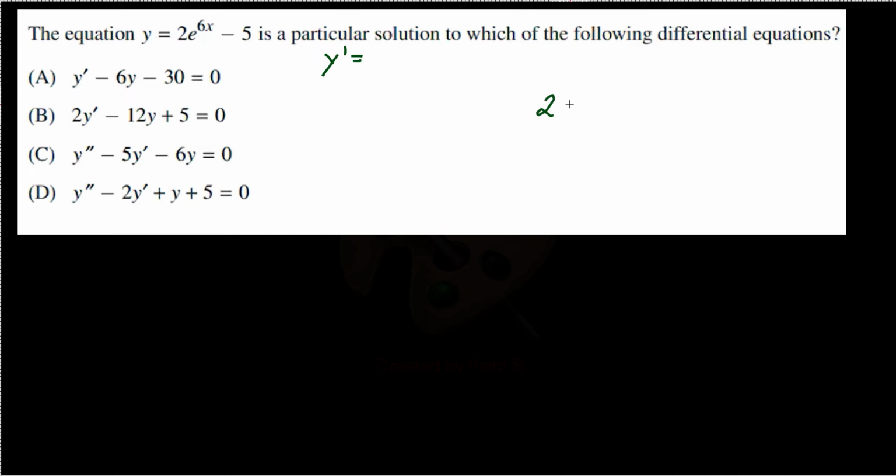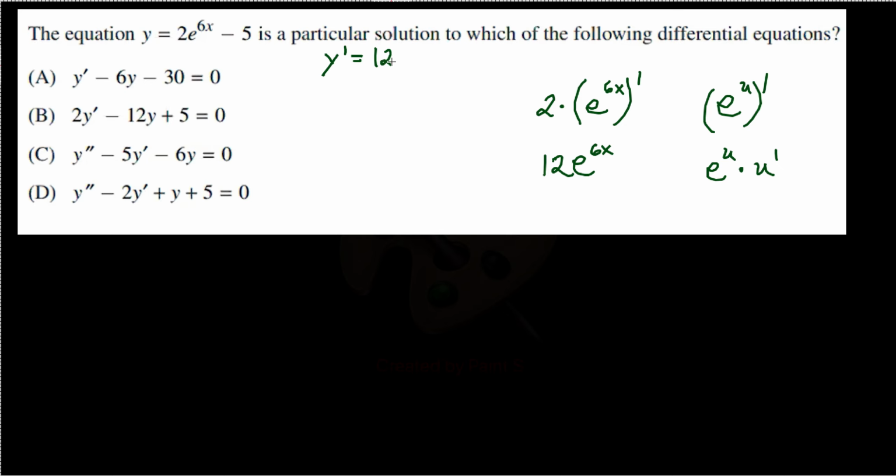So it's 2 times the derivative of e to the 6x, right? We need to remember how to do this. And again, it's just chain rule, right? What's the derivative of e to the u? It's e to the u times u prime. So in this case, it's going to be e to the 6x times, what's the derivative of 6x? 6. And then you get 12. So now I know what my y prime is. My y prime is 12 e to the 6x.